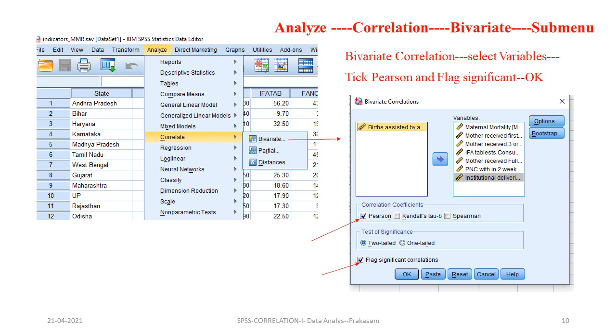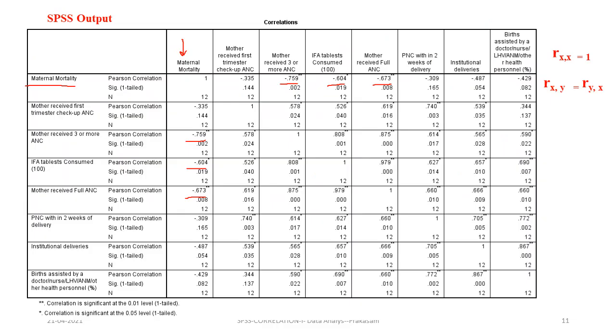This is the advantage with SPSS. It will calculate and also test and give the probability value of the correlation coefficient. Then say OK. Once you say OK, find the output.